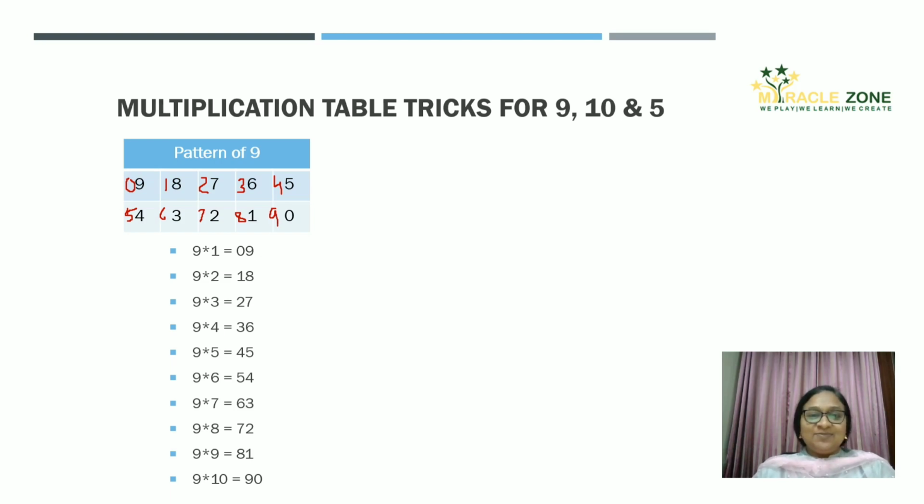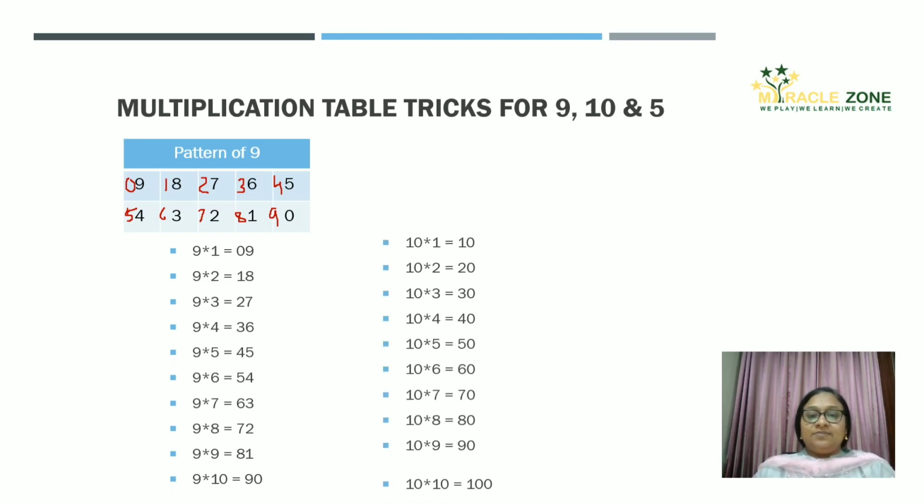Isn't it very easy? Now let's see the multiplication table for 10. When you multiply any number with 10, you just need to add a 0 at the end of the number. So now let's see what the pattern is for 5.